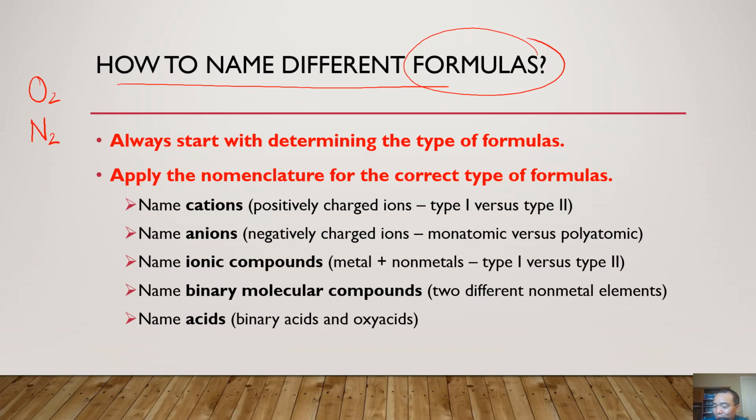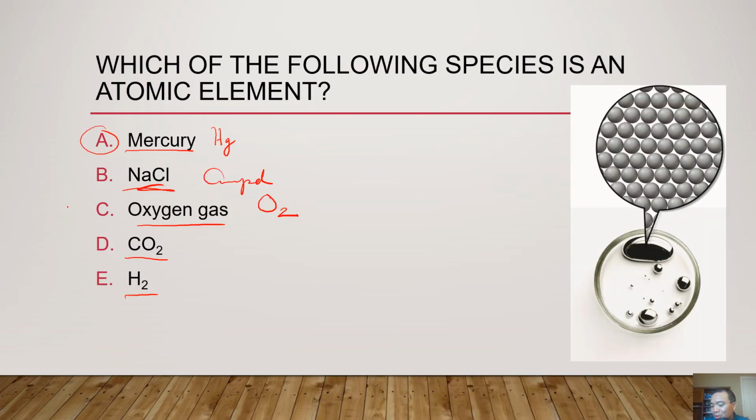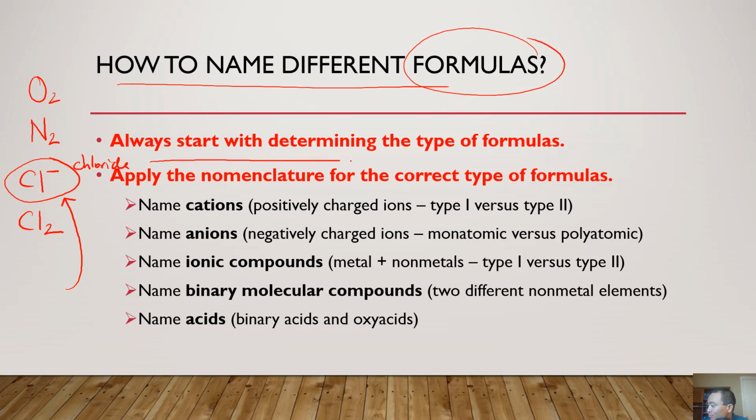Here's another formula. For example, Cl minus. We're not going to call this simply chlorine, because chlorine means it's Cl2. This is actually chloride. Of course, we'll talk about how to name these things. Do remember, I want you to always start with the type of formula. Do remember, not every formula is a compound. Cl minus, that's an ion. That's not a compound.